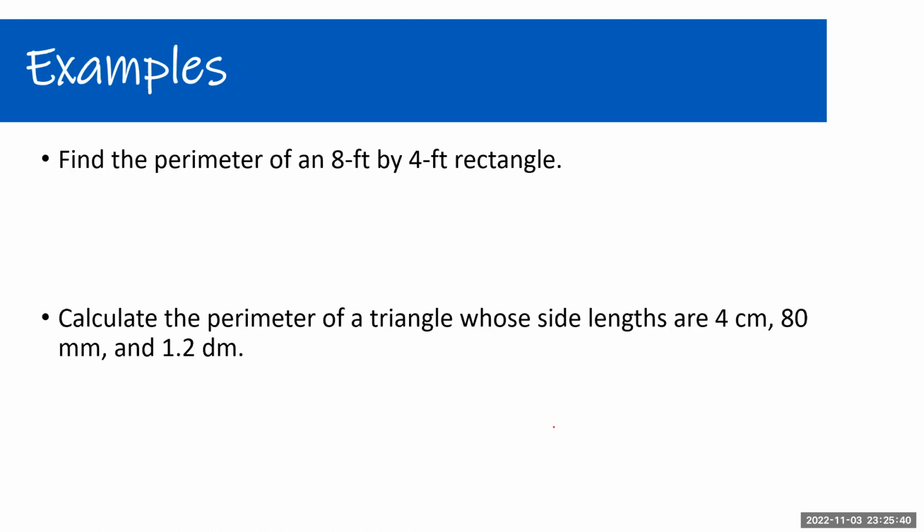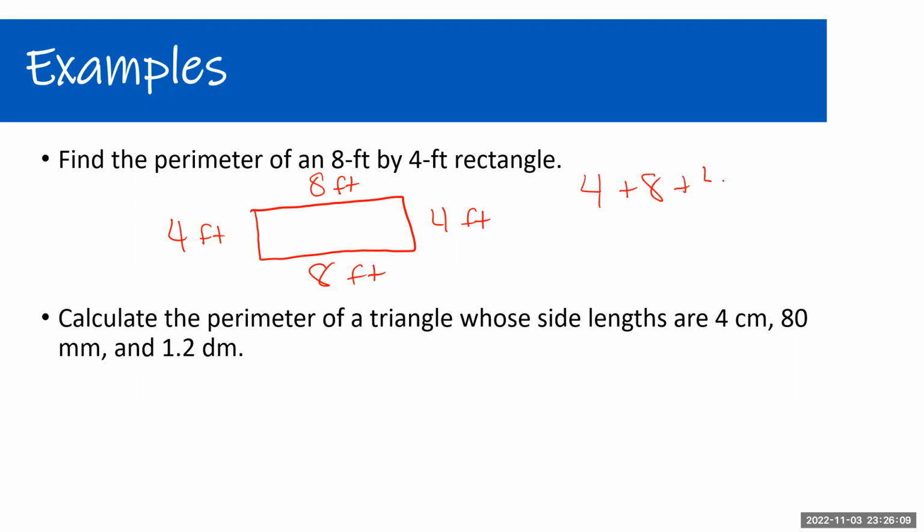Okay, let's look at some examples here. Let's start simple. Find the perimeter of an 8-foot by 4-foot rectangle. I'm a terrible artist, but let's say that this is 8 feet and this is 4 feet. Now we know it's a rectangle, so we know also that this has to be 8 feet and this has to be 4 feet. To find our perimeter, we're simply going to add them up. 4 plus 8 plus 4 plus 8, and that is going to give us 24 feet. Okay?